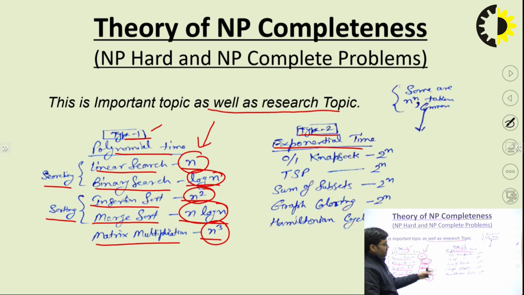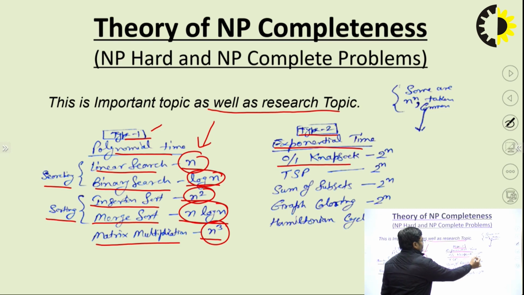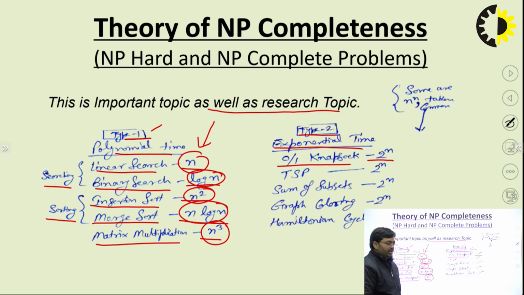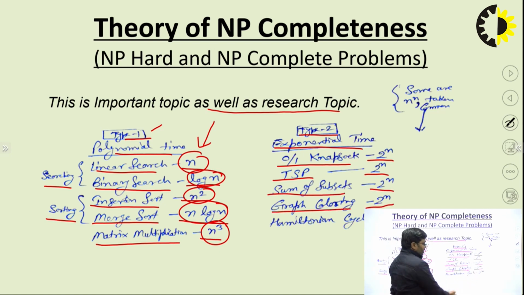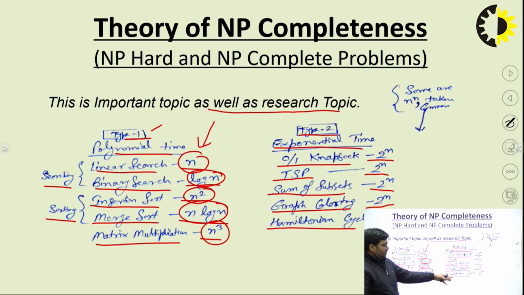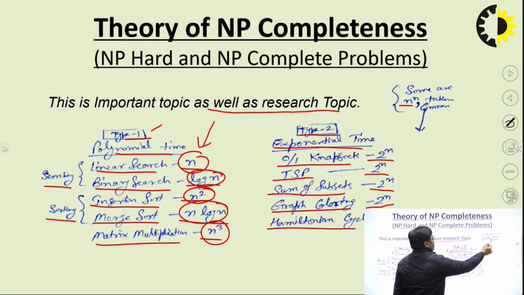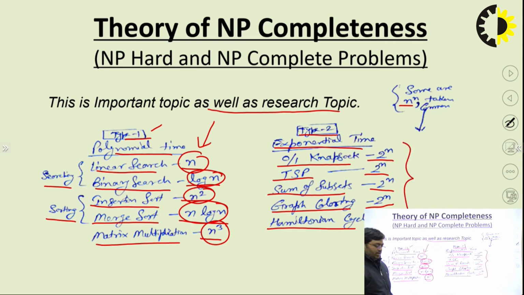Now in another type, we have the 0-1 knapsack problem which can be solved in 2 raised to power n time. TSP, the traveling salesman problem, can also be solved in 2 raised to power n. Sum of subsets problem, 2 raised to power n. Graph coloring problem, again 2 raised to power n. And Hamiltonian cycle, again 2 raised to power n. Some of these algorithms may take time n raised to power n, but we have taken 2 raised to power n for all in common.